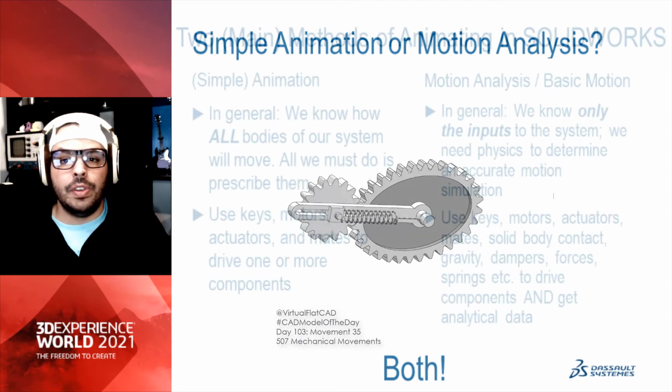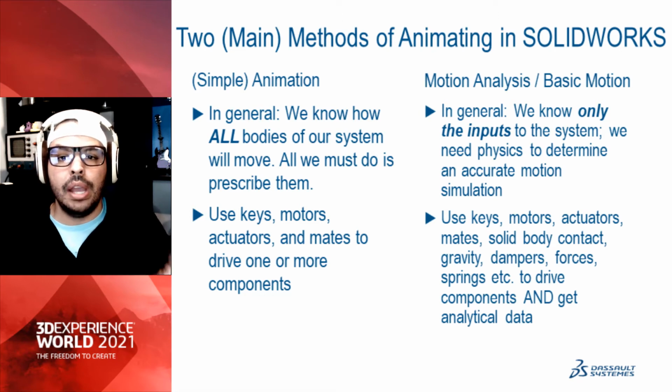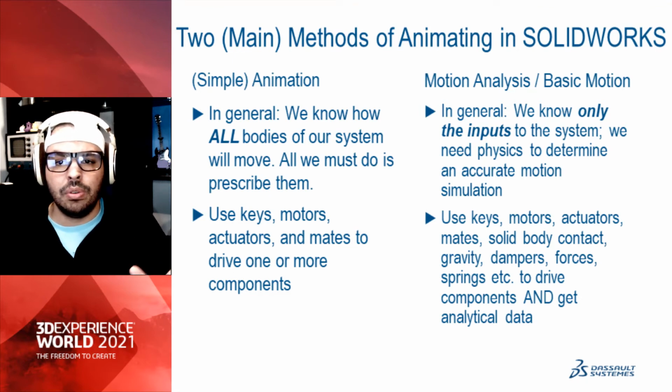Recall this overview slide here. We can use a simple animation if we know how all bodies will move. Right now, we don't know how exactly this circular gear will move. We know that it's a speed that's changing, but we don't know the exact numbers, so no dice, right?